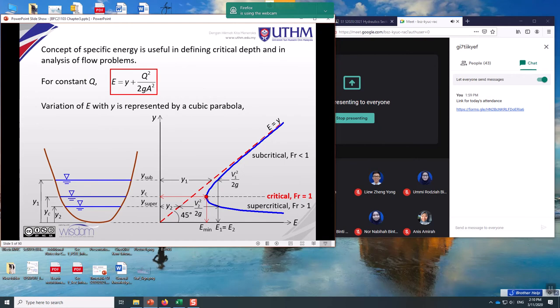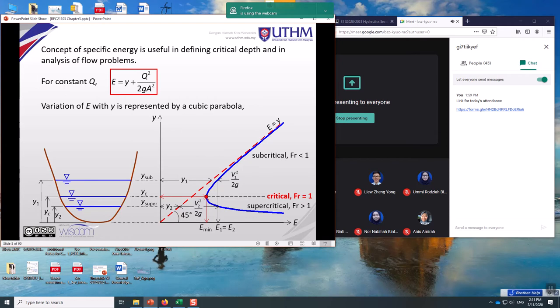Let's look at the diagram below of the slide. On your left is the diagram which shows the changes of your depth of flow. At a particular time it could be Y2, or at certain time it could be critical depth or critical flow, where the depth is equal to YC, and at any time Y could be Y1. Now Y1 is greater than YC, so it's a subcritical flow. Y2 is less than YC.